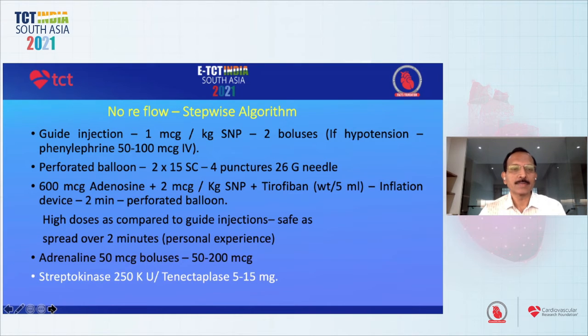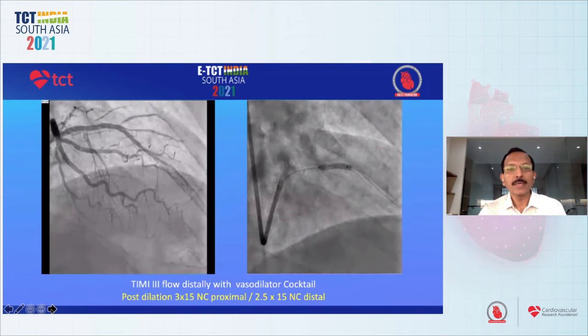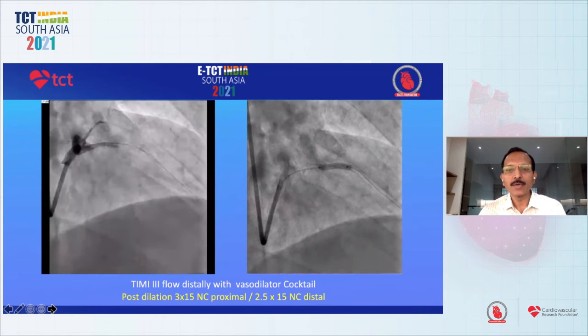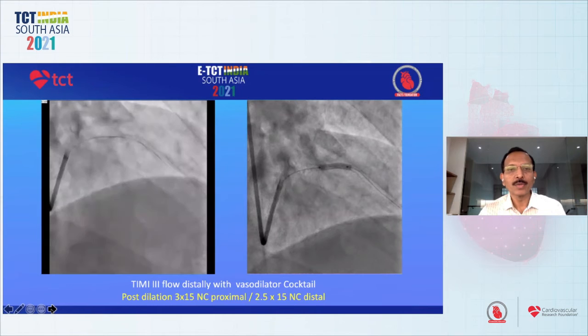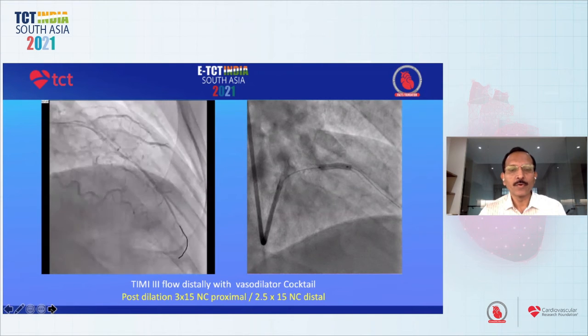So this is our personal experience. And as a last strategy, we use adrenaline 50 to 200 microgram boluses, which is a very strong vasodilator. And in very rare circumstances, when the thrombotic burden is very high, then thrombolytics can be used. So by giving a distal vasodilator cocktail by means of a perforated balloon, we got distal TIMI 3 flow.